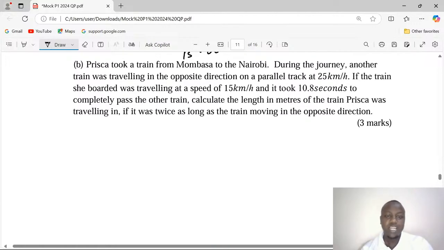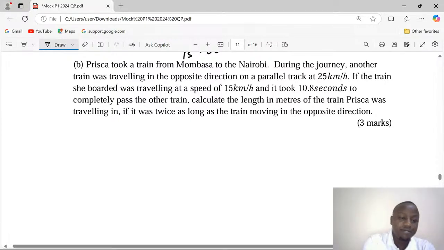Priska took a train from Mombasa to Nairobi. During the journey, another train was traveling in the opposite direction on a parallel track at 25 kilometers per hour. If the train she boarded was traveling at a speed of 15 kilometers per hour and it took 10.8 seconds to completely pass the other train, calculate the length in meters of the train Prisca was traveling in if it was twice as long as the train moving in the opposite direction. This is a very practical scenario.